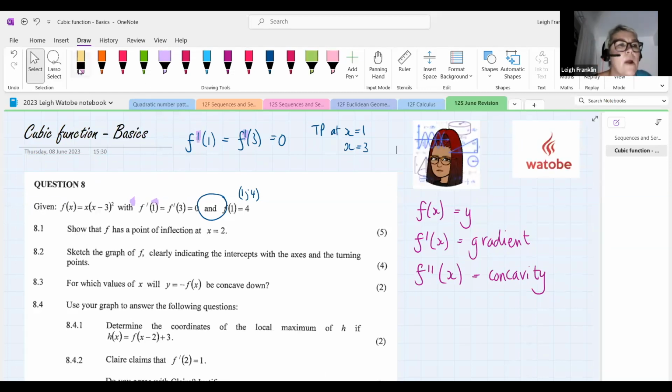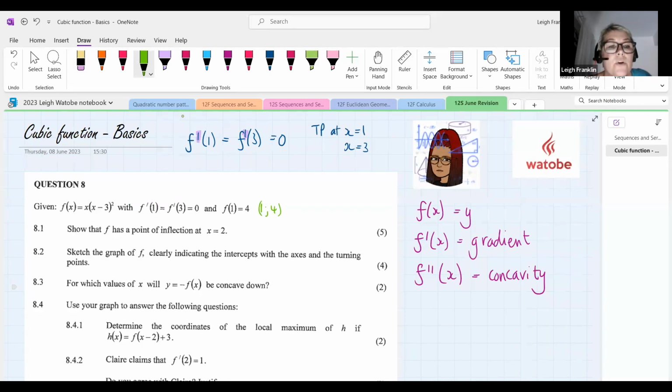Okay, so f prime x is gradient. Here we know the coordinates to one of the turning points because they've told us when x goes in, y is 4. The first thing that they ask us to do is show that f has a point of inflection at x equals 2. Now that's worth 5 marks. Any idea as to how we would go about answering this question?